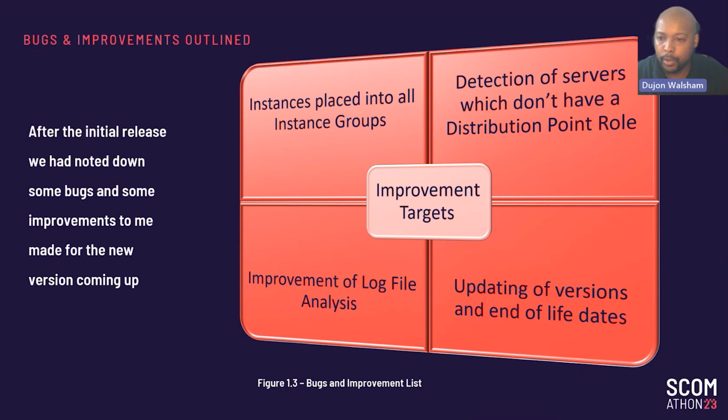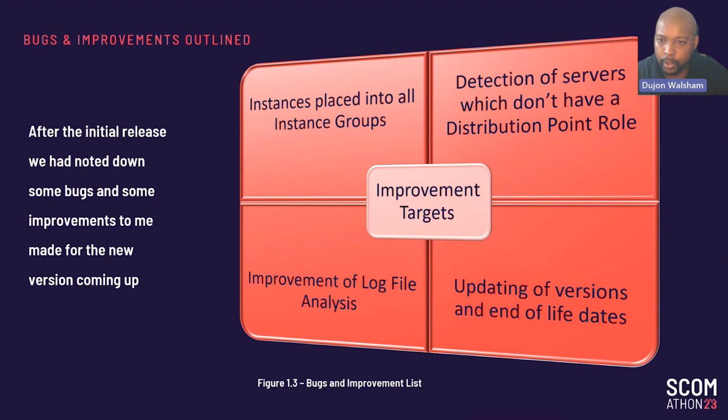So the first one, I will start in the top left-hand corner: the instances placed into all instance groups. I think there was an issue there where a lot of instances were being put in every single group, as opposed to being in just the designated specific group, which was for the actual computer group and instance group that would relate to its specific class. And that was definitely the issue that was highlighted the most.